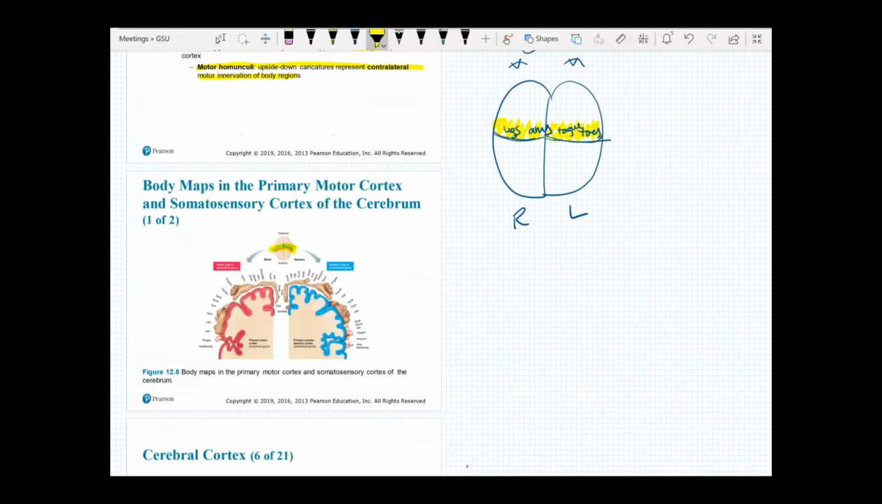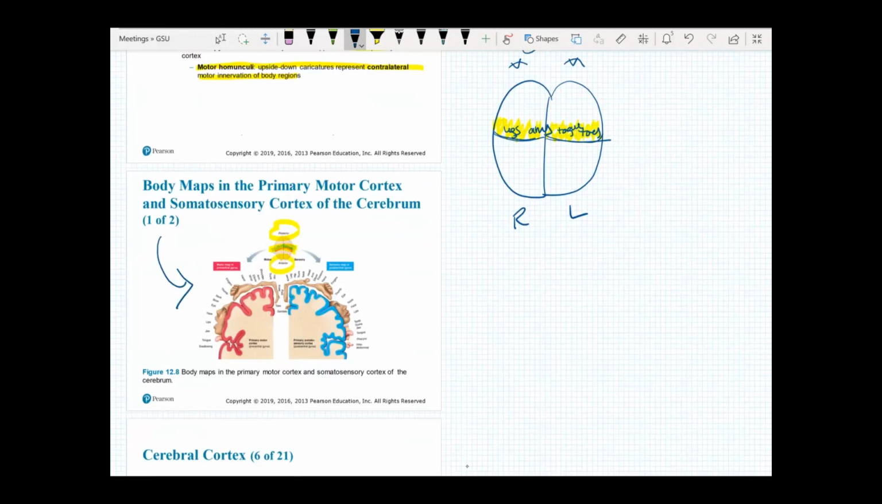Sorry, this is going to be the anterior. So it is actually flipped from my drawing. Please keep that in mind. This is the anterior, this is the posterior, so it's opposite my picture. So the one that is in front is going to be this motor cortex.